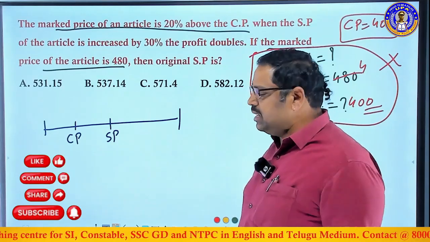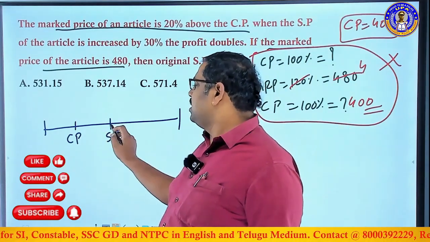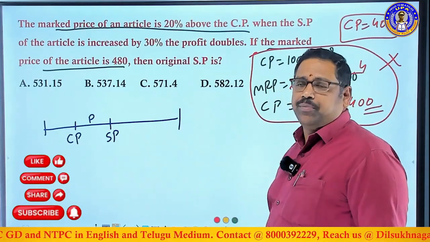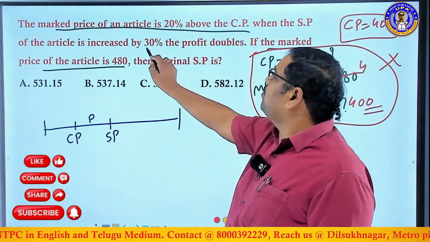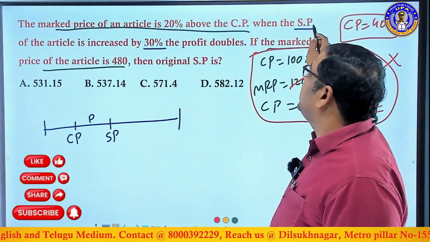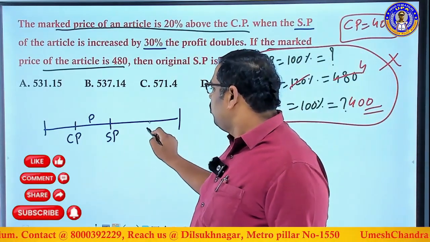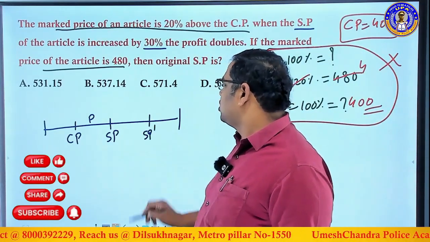Okay, then what I can say is, sir, this is the cost price, this is the selling price, and this gap is nothing but the profit. Now my selling price is increased by 30%. Observe that when the SP of the article is increased by 30%, now I'm getting SP new or SP dash.